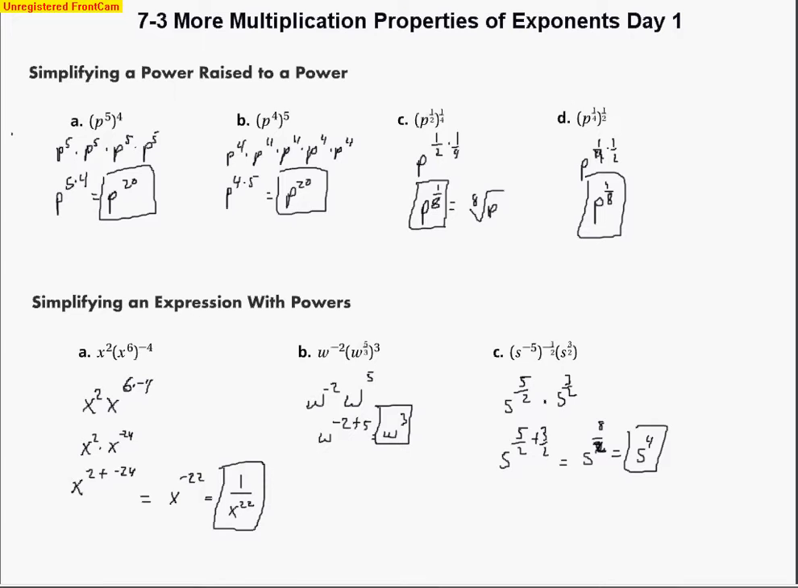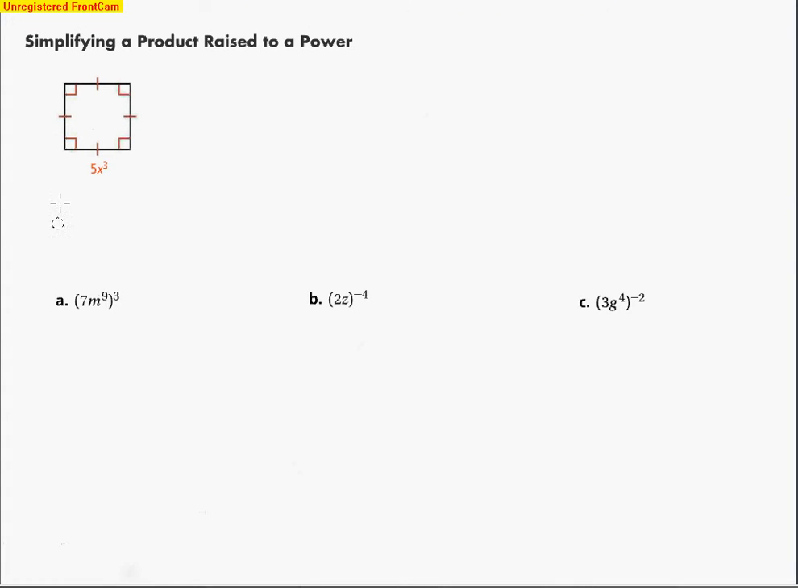So let's move on to the next type of problem. Here we are simplifying a product raised to a power. Well, here they probably want the area, and that's what we're looking for. Since all sides are the same, that tells me that this side is 5x to the 3rd. So the rule here is that since we have a square, we can take that 5x to the 3rd and raise that to the 2nd power.